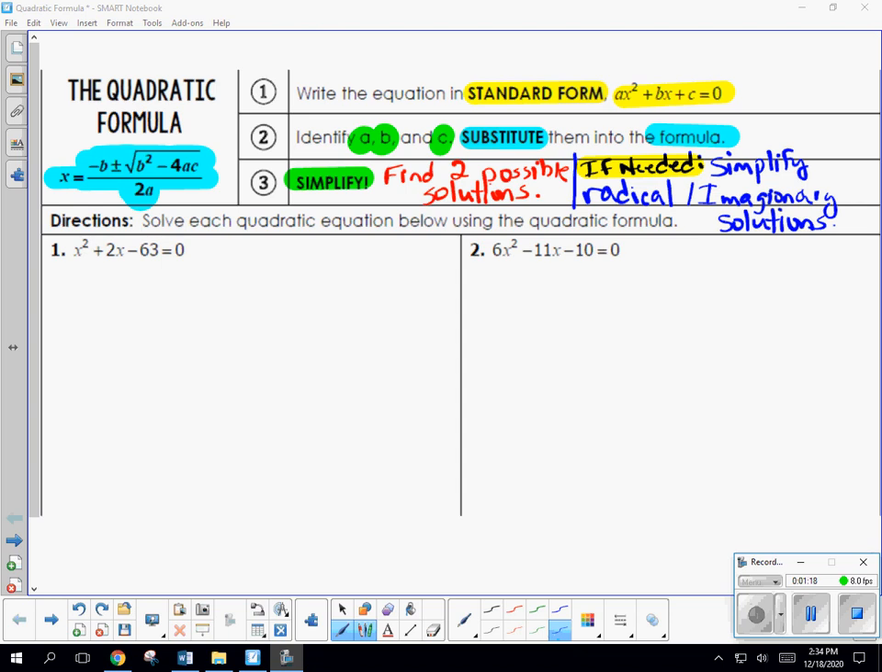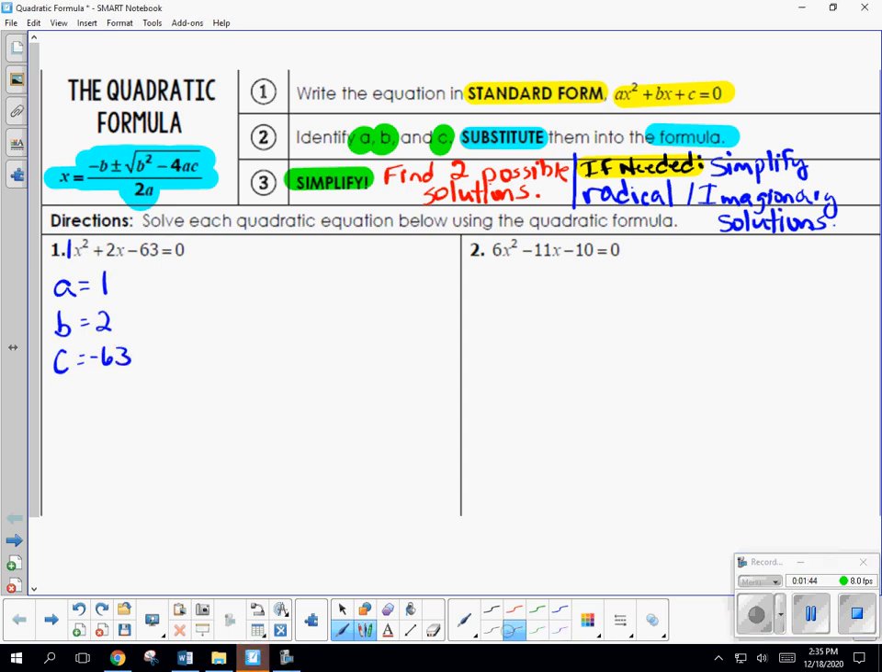Okay, so let's look at a couple examples here. Number one, the first step is to write it in standard form. It is already in standard form. X squared plus 2x minus 63 equals 0. We're going to identify the a, the b, and the c. The a value is in front of your x squared, and there's a 1 there. Your b value is a 2, and your c value is a negative 63.